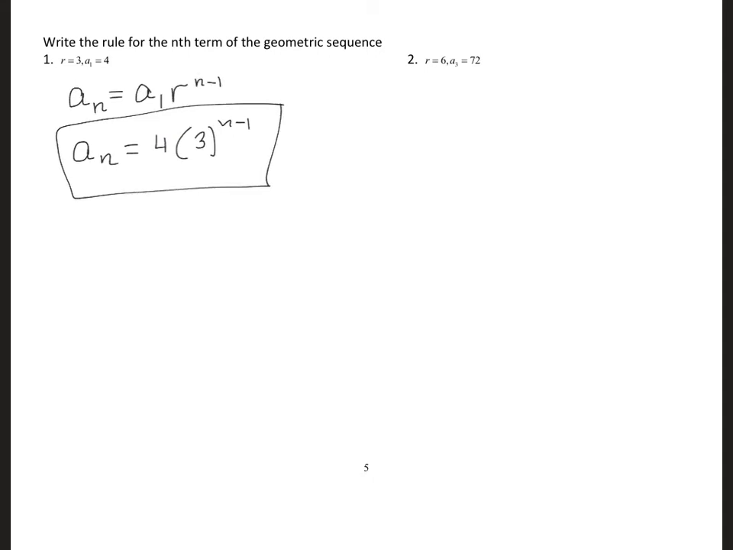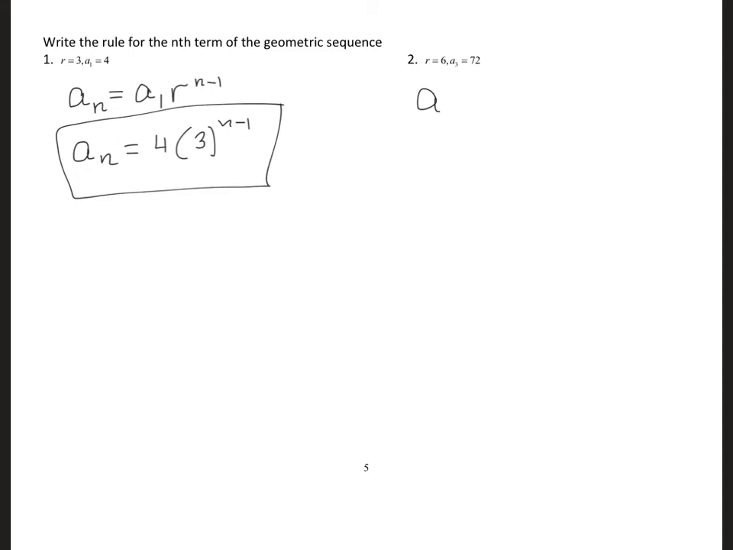So this one, I'm supposed to write the rule for the nth term. So we start with the first one here. So here I'm given the first term. Remember the general rule is nth term is given by the first term, r to the n minus 1. So this is going to be a1, which is 4. Then the common ratio is 3. And then n minus 1. So that's the answer.